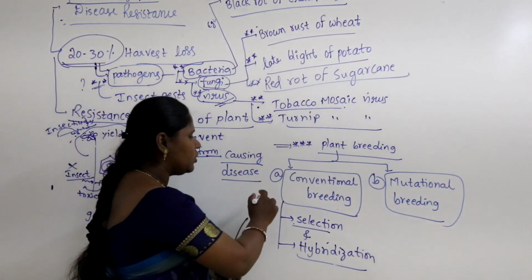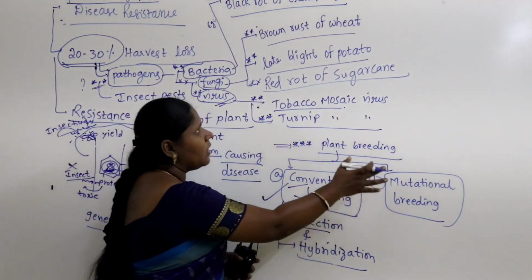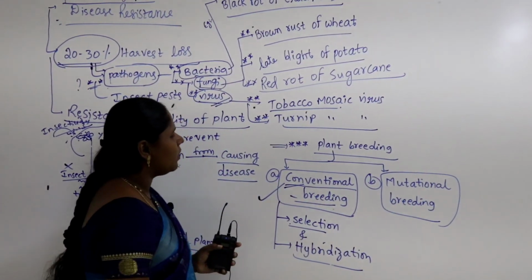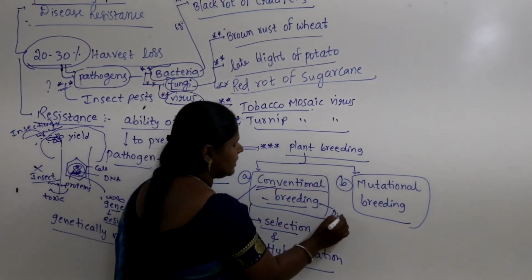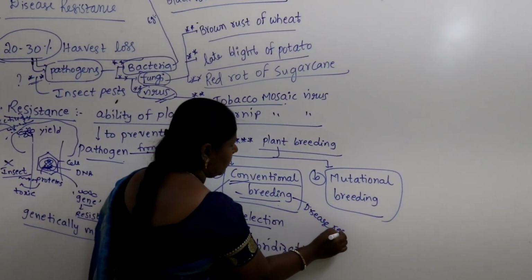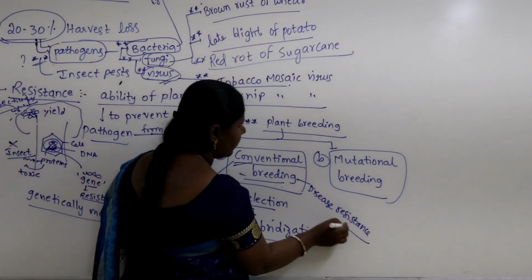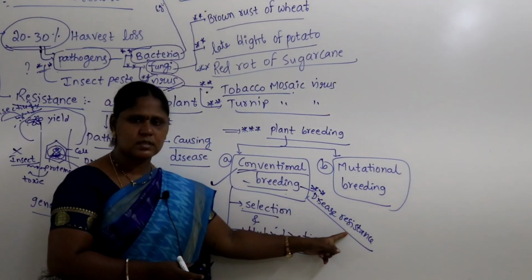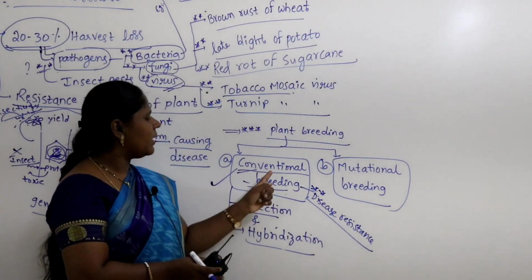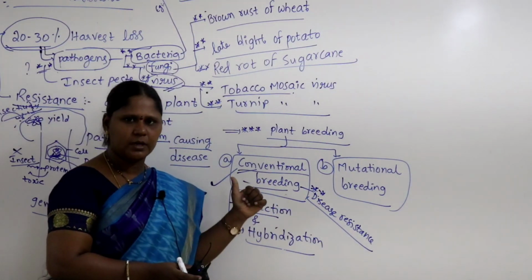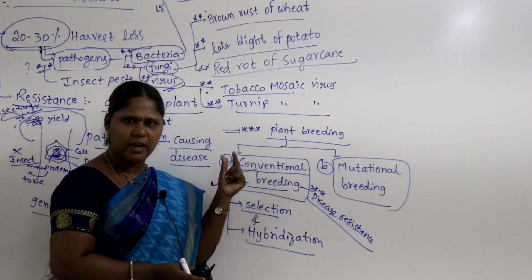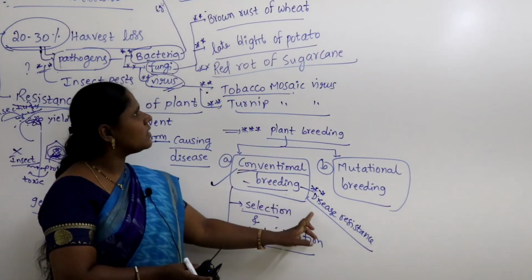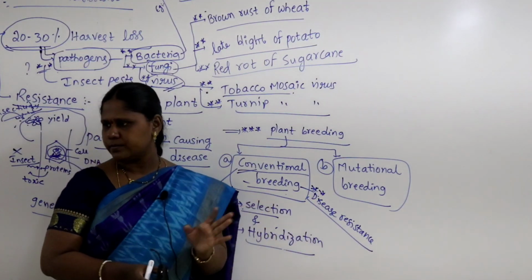So, I am talking about conventional breeding. I haven't come to mutational breeding here. Let us discuss conventional breeding. In conventional breeding, what are we discussing now? Disease resistant plants. So here let us talk about some of the examples. The plants which show disease resistance are produced by conventional breeding. What is this conventional breeding? For the last video, what we discussed, plant breeding itself is called conventional breeding. So now let us take examples of disease resistance.